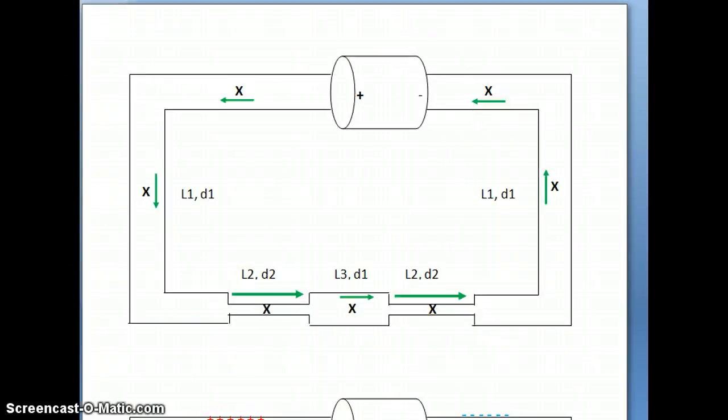The first question asks us to label the magnitude of the electric field at all parts of the circuit marked with an X. The magnitude of the electric field differs based on the length of the wire and also the cross section. Here, the electric field is a lot smaller in the longer, thicker wire compared to here, where the magnitude of the electric field is a lot larger.